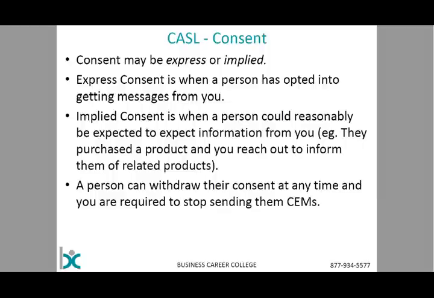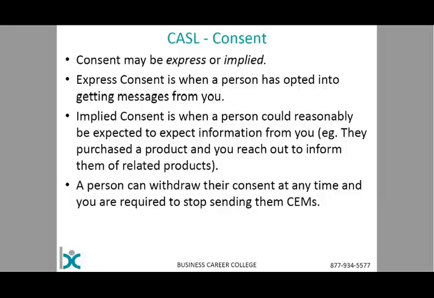The second kind of consent is implied consent. Implied consent is the consent you receive by someone having purchased something from you. When someone purchases a product or other service from you, if you are advertising a related product, you can send them commercial electronic messages about that under implied consent. It's based around what a person could reasonably be expected to expect information from you about. So what you sell should be reasonably related to the product you've sold them.